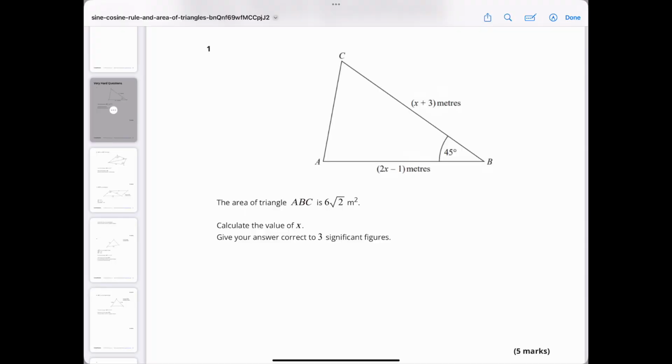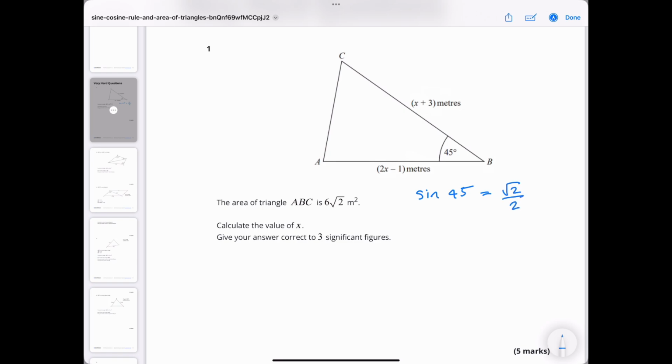The area of this triangle ABC is 6 root 2 meters squared, and we've got to calculate the value of x, giving the answer correct to 3 significant figures. So let's fill in all the things we know. Sine of 45, I know, is root 2 over 2.